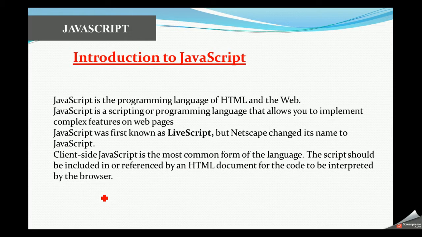Suppose you are filling a form and writing your phone number, and instead of a value you have written something like ABCD. A phone number cannot contain alphabetical content, it must contain numeric content. JavaScript is used for that validation, to check that it contains only numbers, or that a mobile number contains only 10 digits. So this is how JavaScript works.